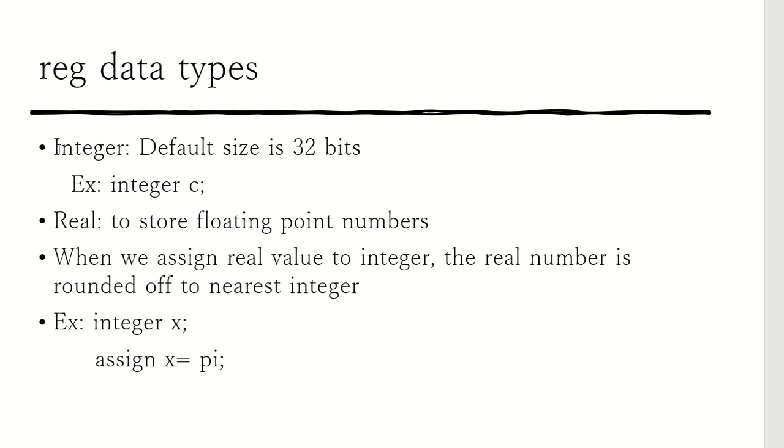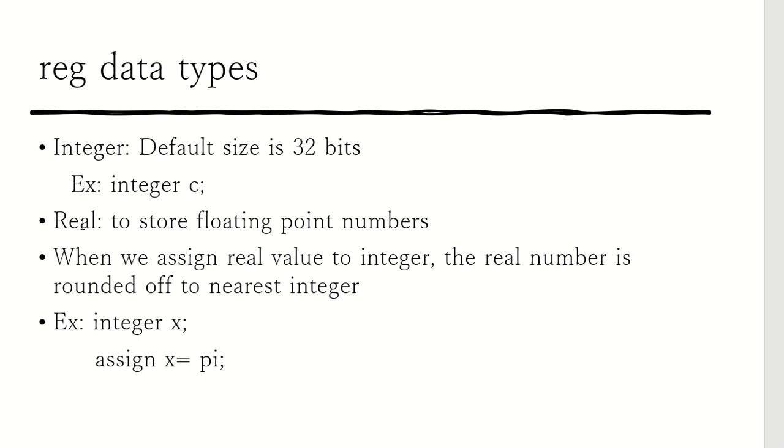Integer data type under register data type, the default size is 32 bits. It is declared as, for example, integer c. Default size is 32, but based on the assignment done to this variable, it can modify its size. For example, we declare integer c and we assign c is equal to a plus b, where a and b size is 16 bits. So this c size becomes 17 bits, 16 bits for sum and 1 bit for carry. So it can modify the size based on the assignment done, but default size is 32 bits.